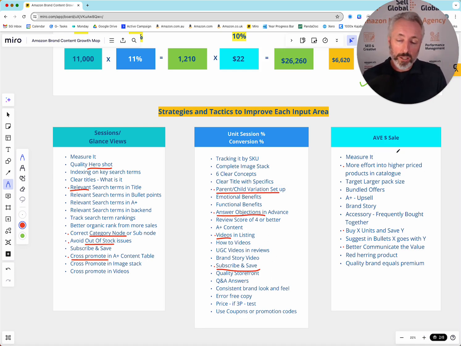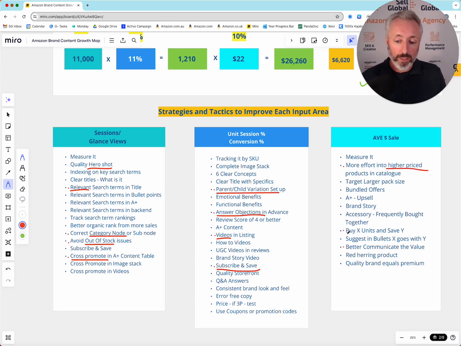And then the average dollar sale, this is one that people struggle with a bit more. Even as simple as this: higher priced products just require more effort and energy in the listing to convert. If it's below $20, it's not a risk that the consumer is making, and with Amazon they can get a free refund. But if it's $100, or even north of $60, that's where you're going to have to sell and communicate the value a lot better. So put effort into those higher priced items.